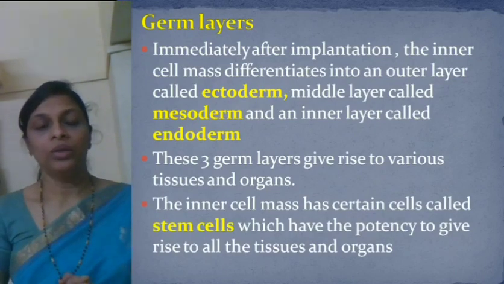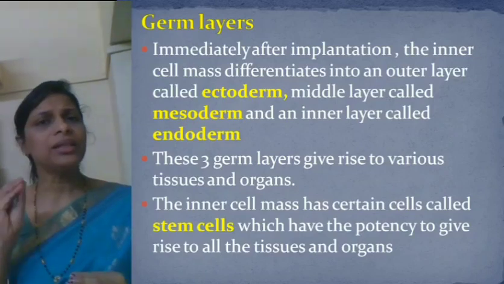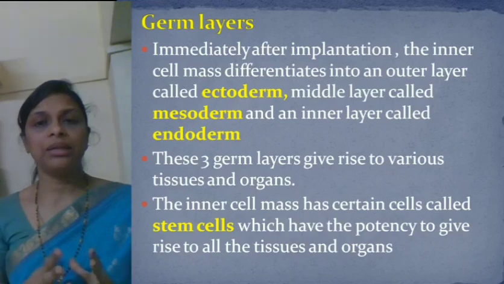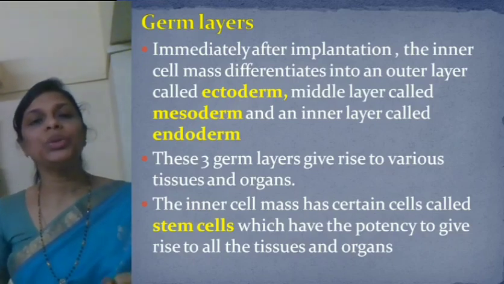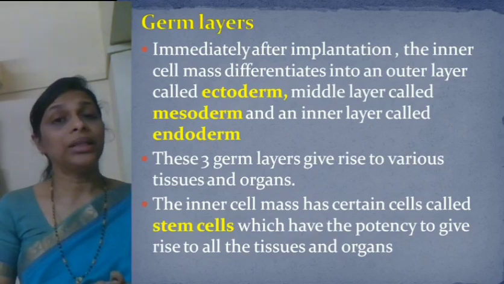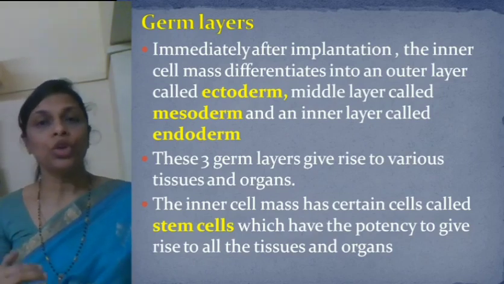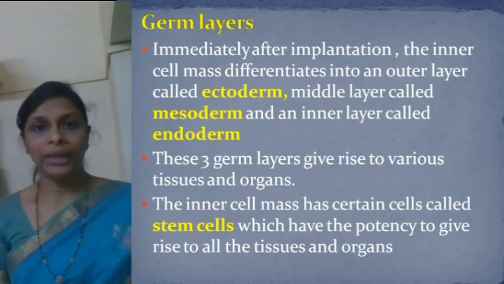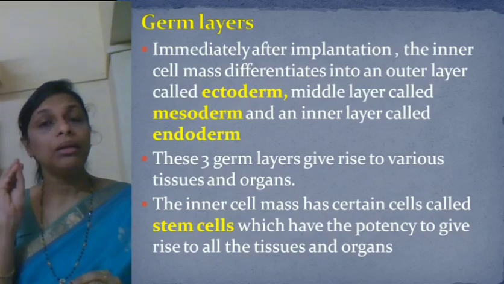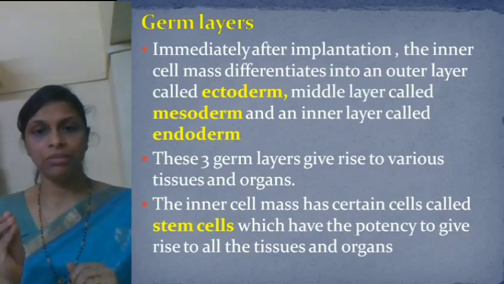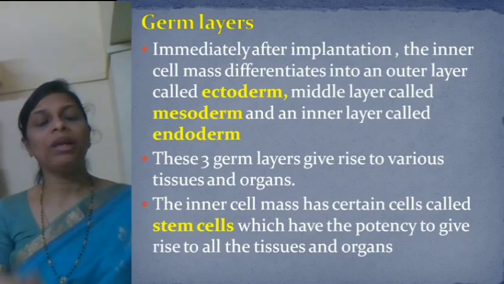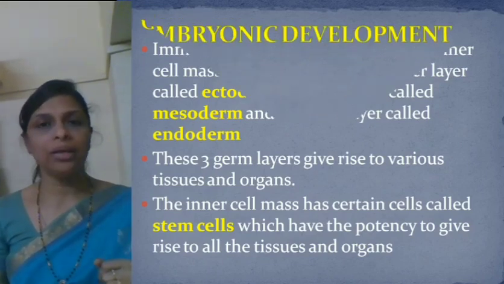Hope you got it. Now, the inner cell mass has certain specialized cells which are called the stem cells. And these stem cells have the ability to give rise to all the tissues and organs. Okay, and that is called totipotency. Totipotency is the ability of certain cells to grow into a whole organism. So there are certain cells in the inner cell mass which are called the stem cells. And what is the function of these stem cells? They have the ability to develop into all tissues and organs.